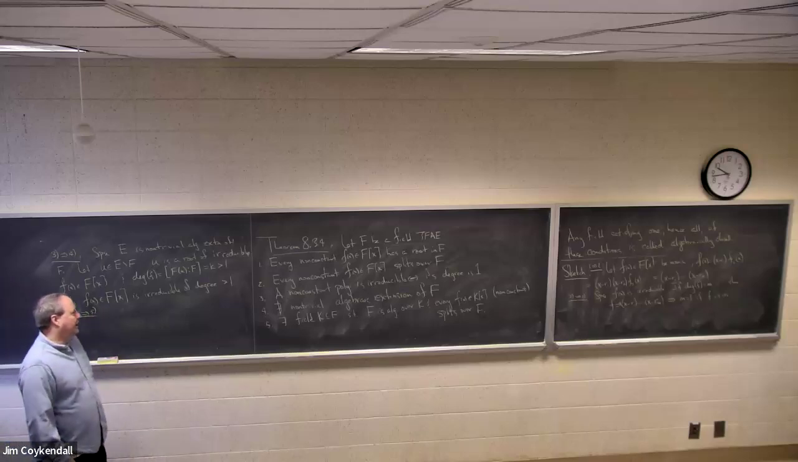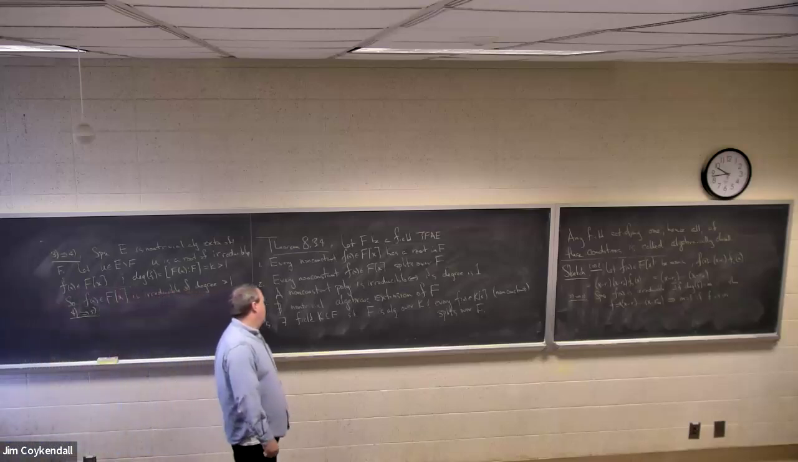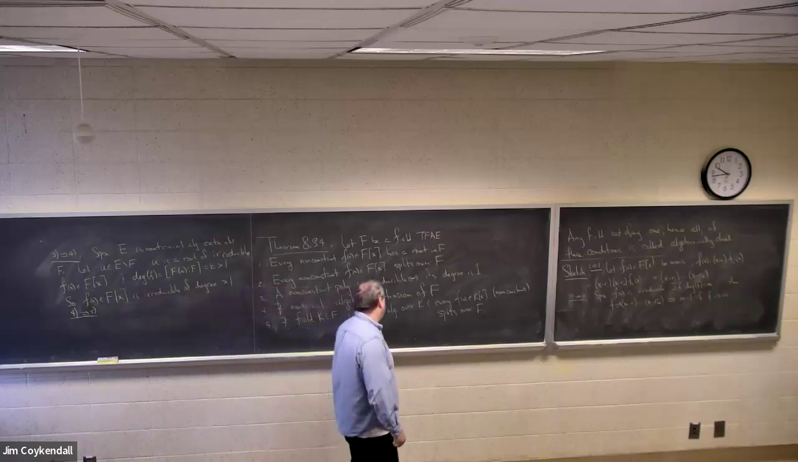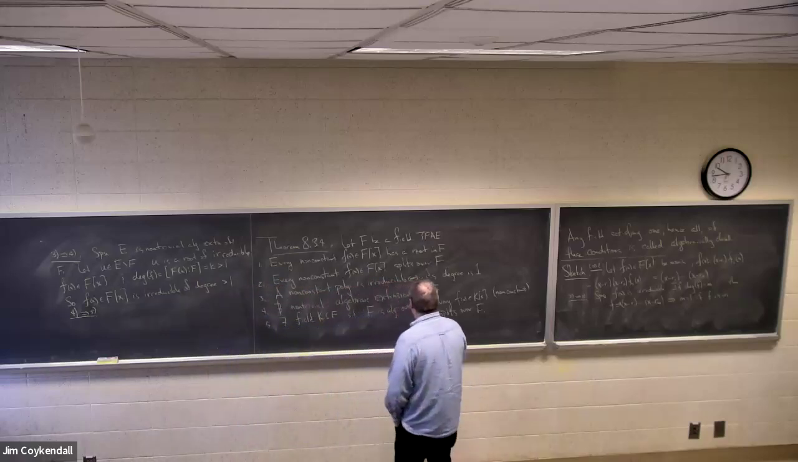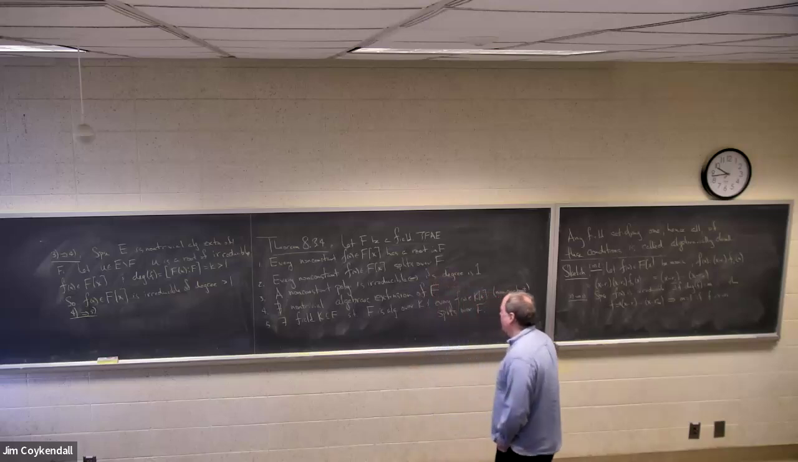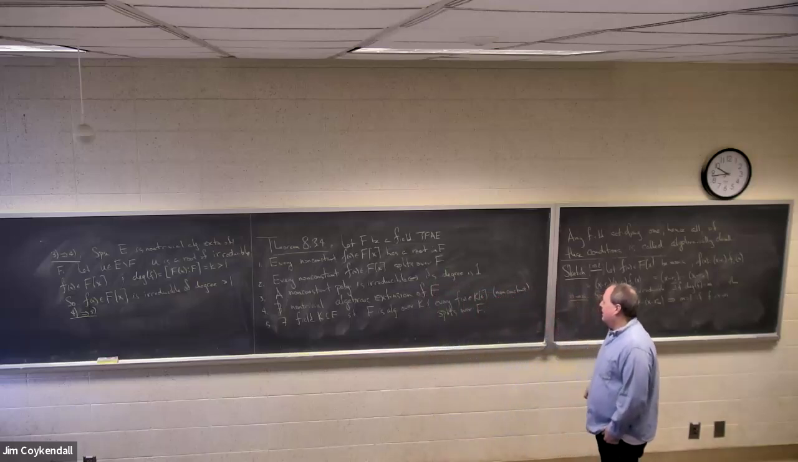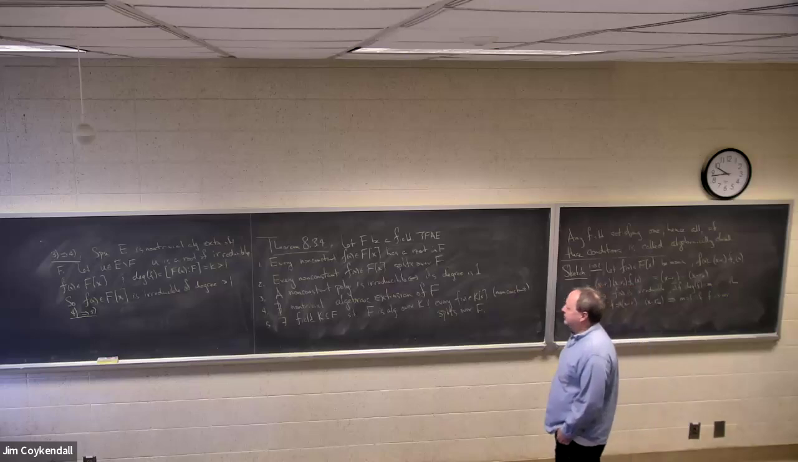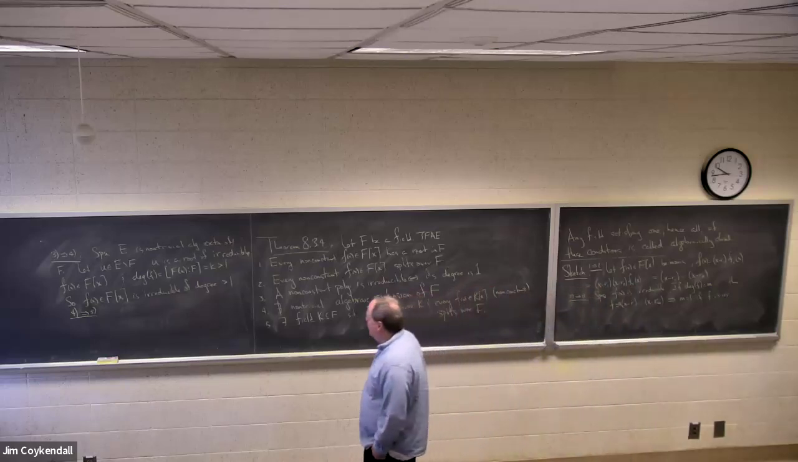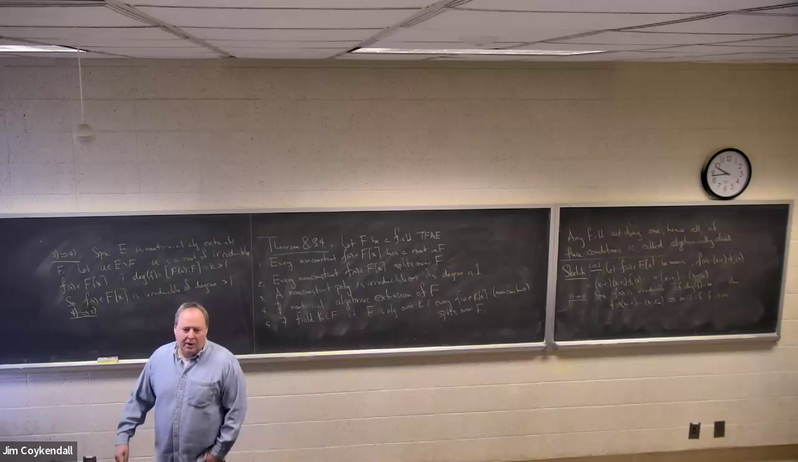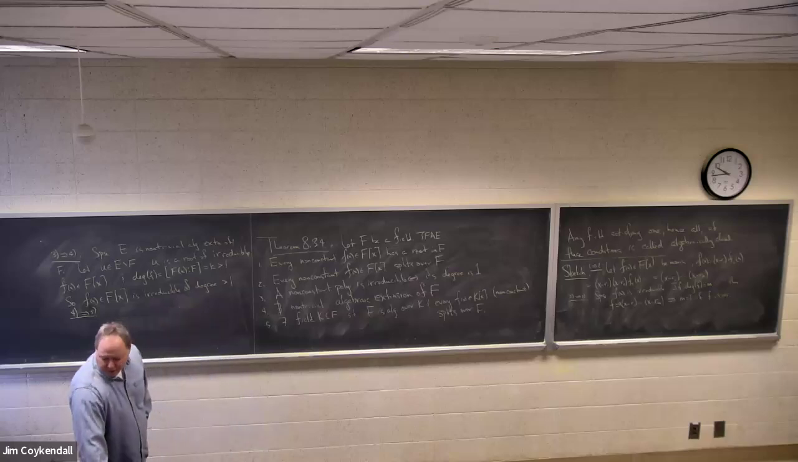Four implies 5. There are no non-trivial algebraic extensions of F. We want to show that there is a field K and F algebraic over K such that every f of x in K of x splits. Right, we have freedom to pick K. Somebody pick K for me in number 5.